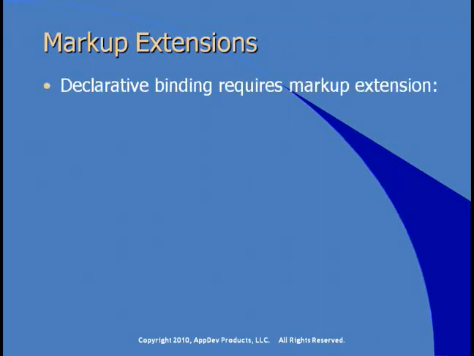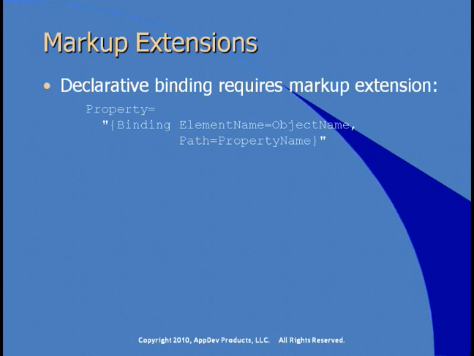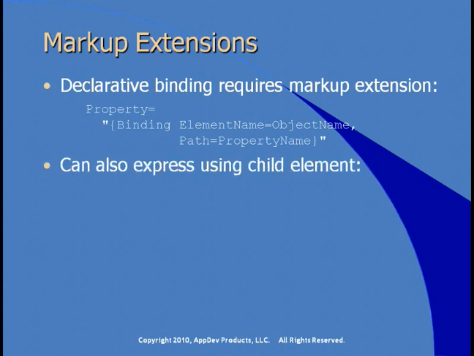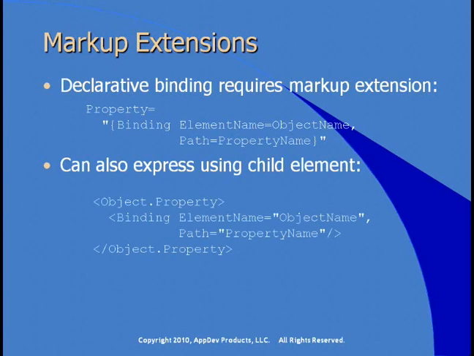Declarative binding, which we'll look at in detail elsewhere, requires a markup extension. Here's one way to do it. We could say the property we're trying to bind to equals, well, we don't know the value right now, we need to get it at runtime. And to get it at runtime, we have curly braces, the binding object, which we represent with the text, binding, and then properties of that binding. We need to specify what object to get the property value from, and which property of that object to retrieve at runtime. You can also use the child element syntax, which you've seen already.